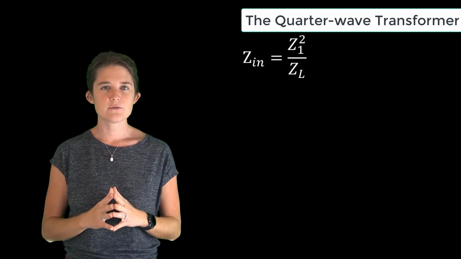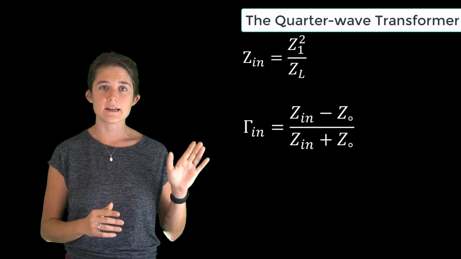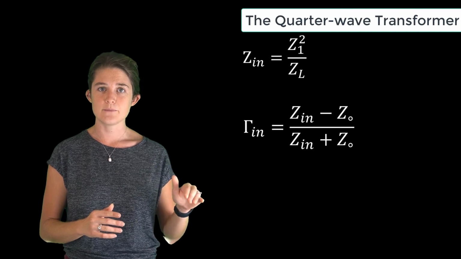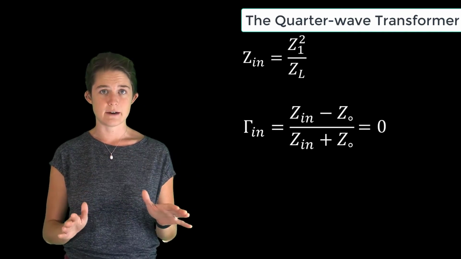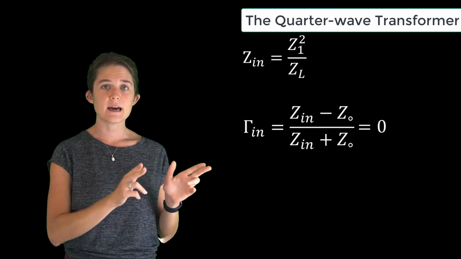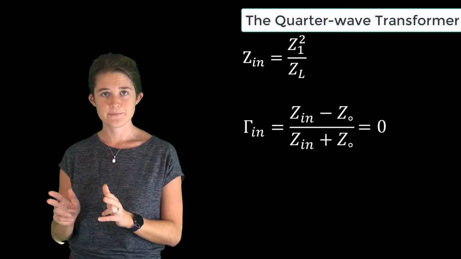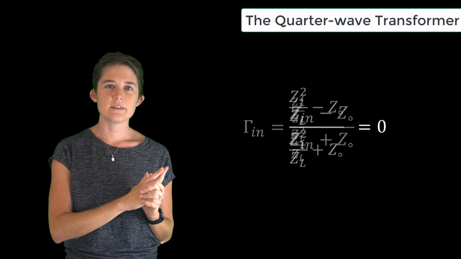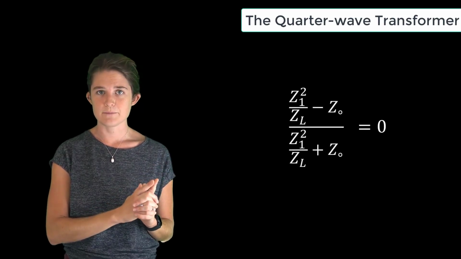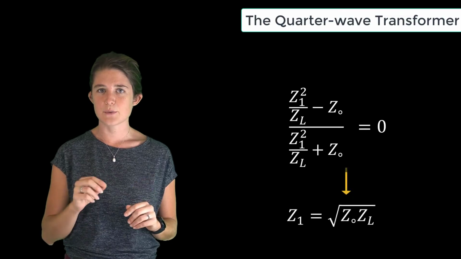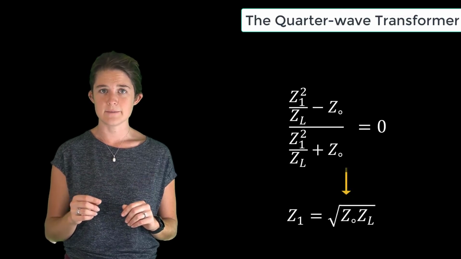Now, the reflection coefficient seen at the input to the network is given by Zn minus Z0 over Zn plus Z0. Our goal here is to eliminate that reflection. So let's set that gamma equal to 0. This equation can then be solved to find the appropriate characteristic impedance for the quarter wave line, which turns out to be given by the square root of Z0 times ZL.